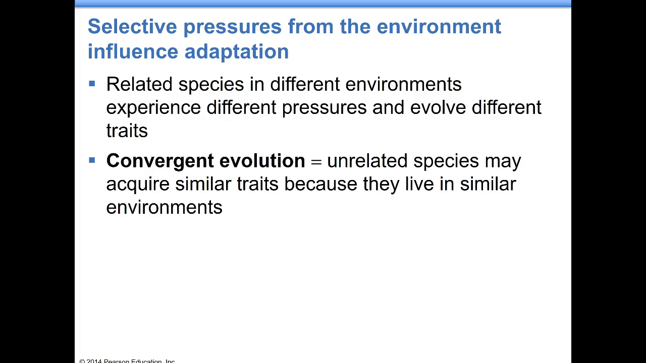So we refer to this as convergent evolution. And this is where unrelated species may acquire similar traits because they live in similar environments. So we've got our finches versus our honeycreepers. They're unrelated, but their beaks are changing because they live in similar environments. All right, does that make sense?